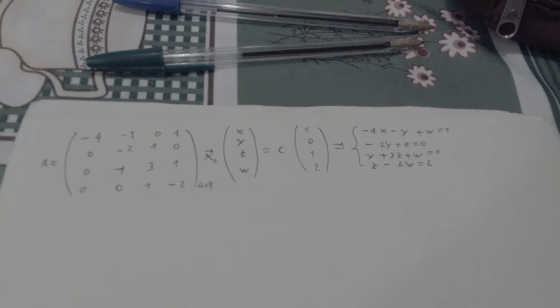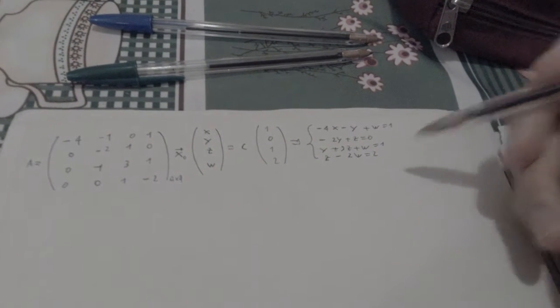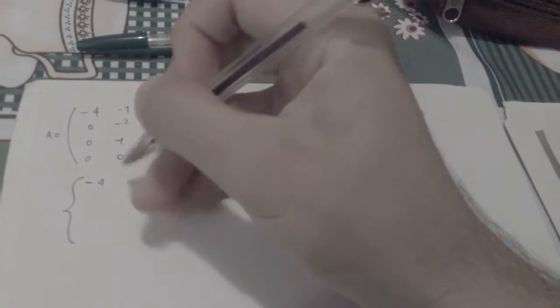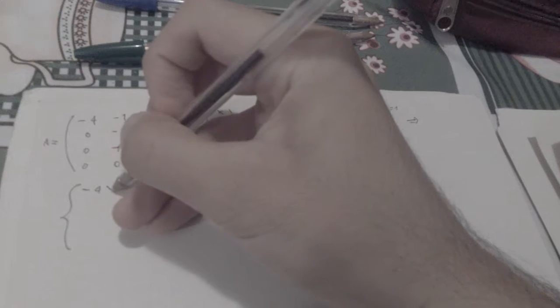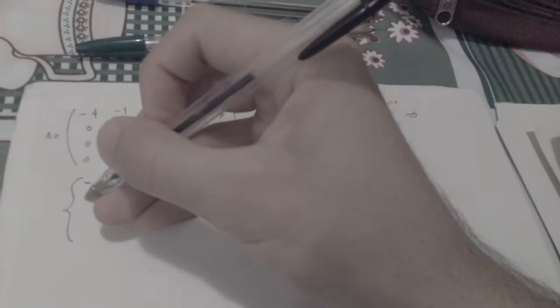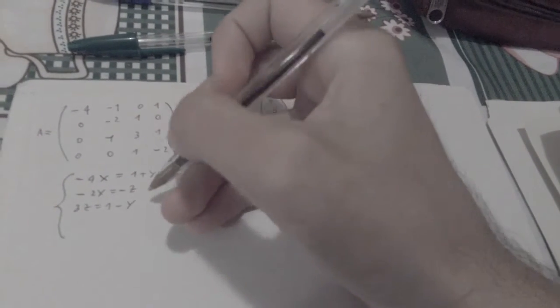So first things first, in order to start with the iterations and approximations, I've got to get the x, y, z, and w from each equation. So negative 4x equals 1 plus y minus w, negative 2y is equal to negative z, 3z equals 1 minus y minus w, and negative 2w is equal to 2 minus z.